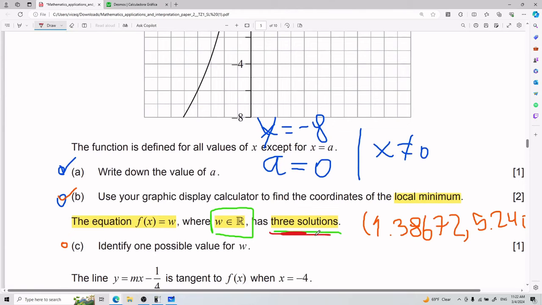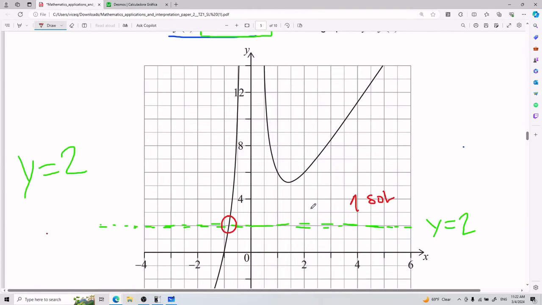Where do I have 3 solutions? Where does it touch 3 times? At y equals 4, it still touches only once. At y equals 5, it still touches only once. At my minimum, ooh la la, it touches here and here. So here it touches 2 times at my minimum.